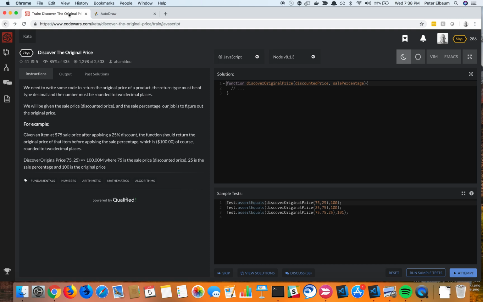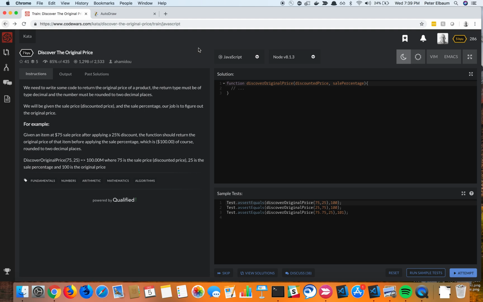challenges. I really like this site because after you solve a challenge, you get to see how other people did it, which is really, really useful and informative for seeing some really elegant solutions, maybe some features of the language that you didn't know about. This is going to be in JavaScript, but they have all different kinds of languages here. And yeah, let's go ahead and get into it.